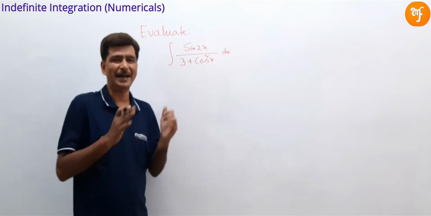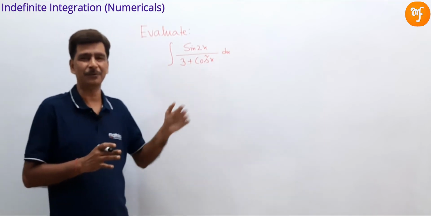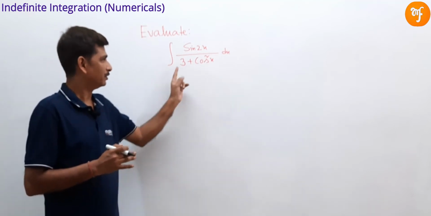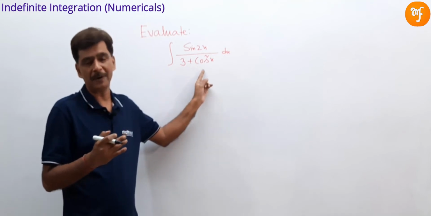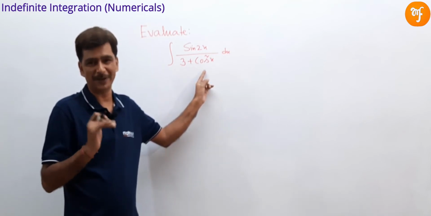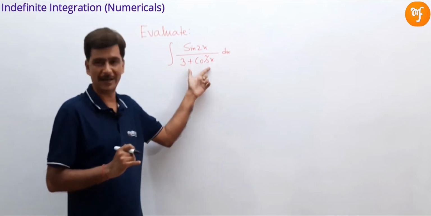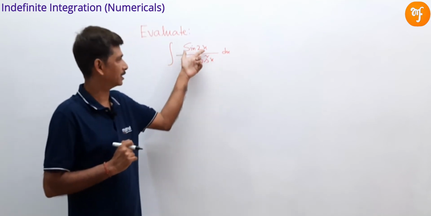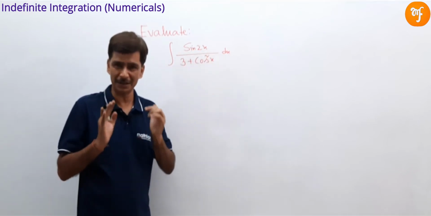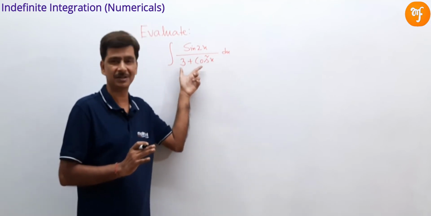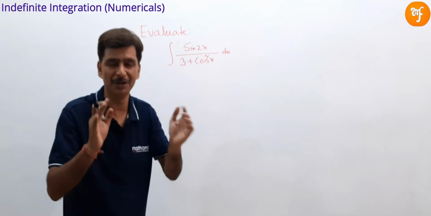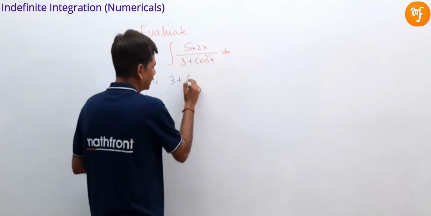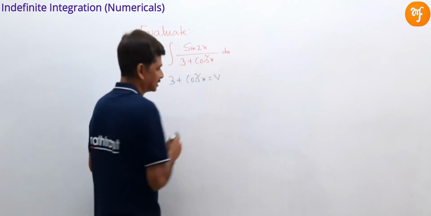So friends, come to another question, that is the integration of sin of 2x divided by 3 plus cos square x dx. Okay, we know the derivative of 3 is 0 and the derivative of cos square x is minus sin of 2x. That is, the derivative of 3 plus cos square x is minus sin of 2x into dx. Okay, and at the numerator sin of 2x into dx is present. So that is why we will first assume the denominator function, that is 3 plus cos square x, as the new variable v. Okay, so let us assume 3 plus cos square x as v.